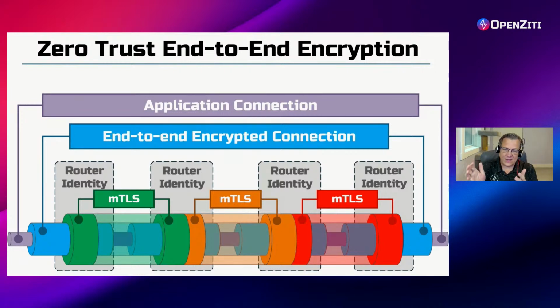You've got the green connection down there, which is from one router to another router, mutual TLS. You've got the orange connection, which is from that second router to the third router. Then you've got the red connection, which is the router to the last router. And then you see that blue pipe that runs all the way through it. That's your end-to-end encrypted tunnel. Only the initiator and only the terminator can see and decrypt that traffic.